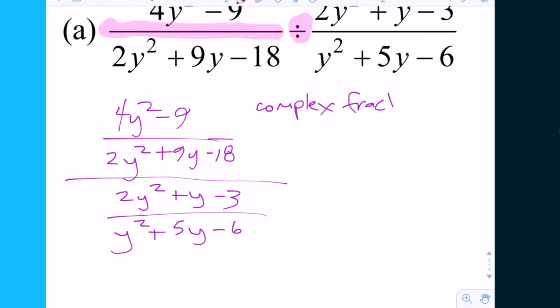And another name for a complex fraction is what? Y'all might have heard it as, it's another comp word, compound fraction. But I don't like to use the word compound fraction. Why? Why do you think I don't like the word compound fraction? What does it sound like, compound fraction? Compound fracture. Ouch.